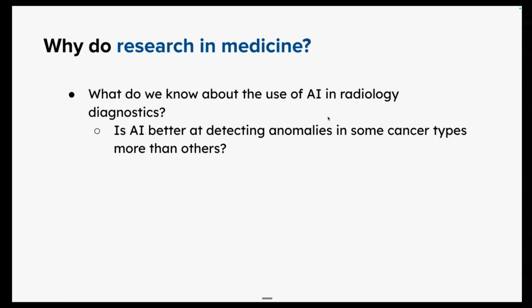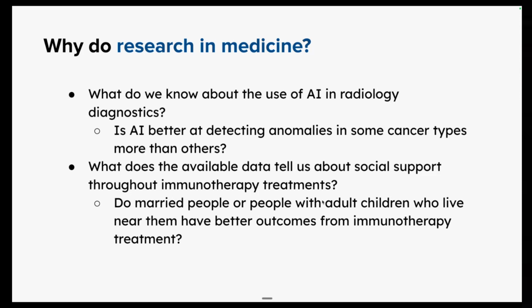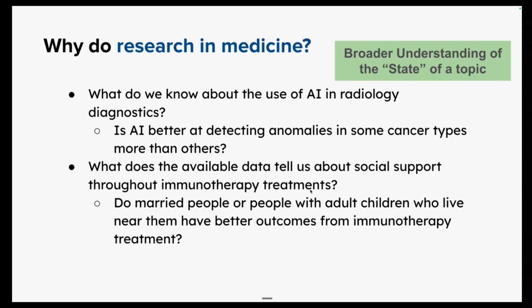But as you can see, they're positioned slightly differently. What does the available data tell us about social support through immunotherapy treatments? So again, not really how does this patient respond? This one was a little bit of a different lens than the questions that we saw in the previous slide. A sub-question might be, do married people or people with adult children who live close by have better outcomes than those who don't when they're going through immunotherapy treatment? So these questions, unlike the ones in the previous slide, really attend to a broader understanding. What do we know about that topic? What is the state of our knowledge? Where are the gaps?